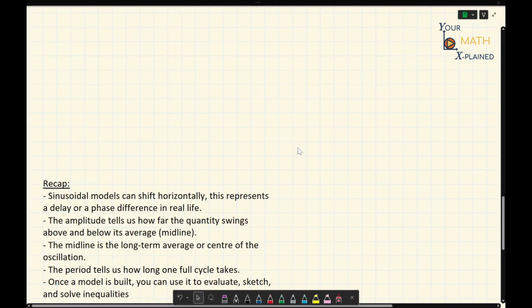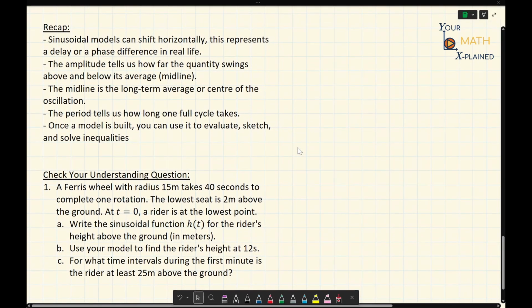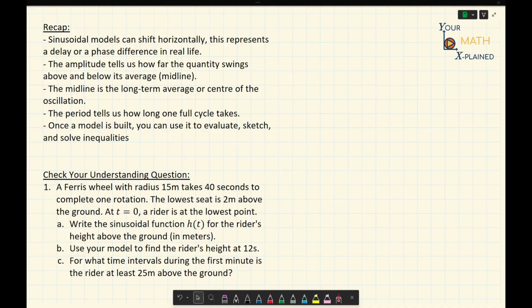And now let's go ahead and do a quick recap of what we covered in this video. We saw how sinusoidal models can shift horizontally, and this represents a delay or a phase difference in real life. We saw what the amplitude means. It tells us how far the quantity swings above and below its average, which is the midline. The midline is also the center of the oscillation, or the long-term average. And the period tells us how long one full cycle is. And once a model is built, you can use it to evaluate, sketch, and solve inequalities.